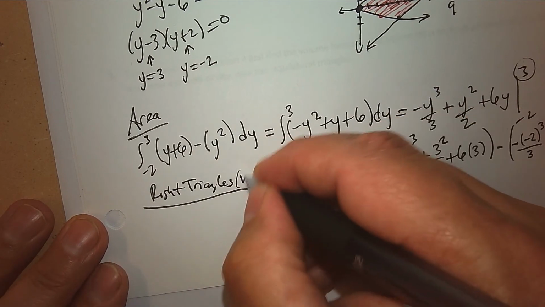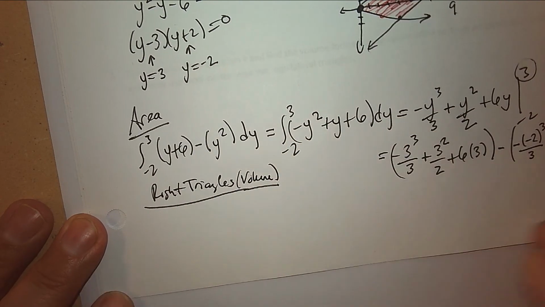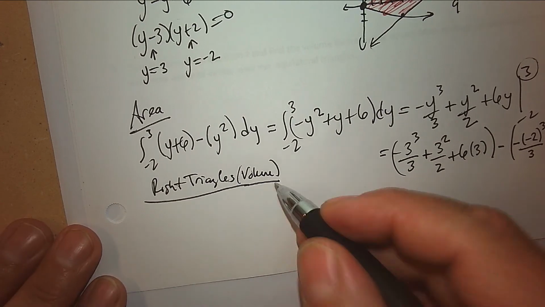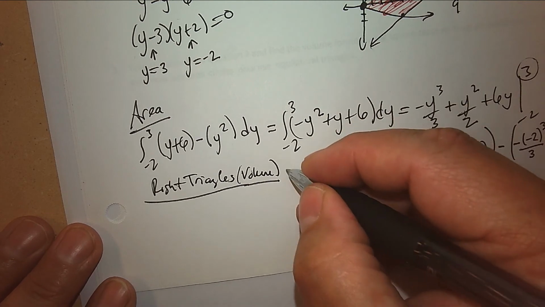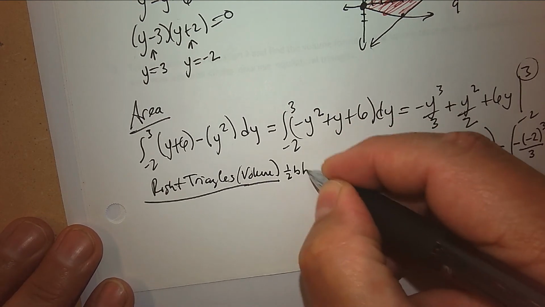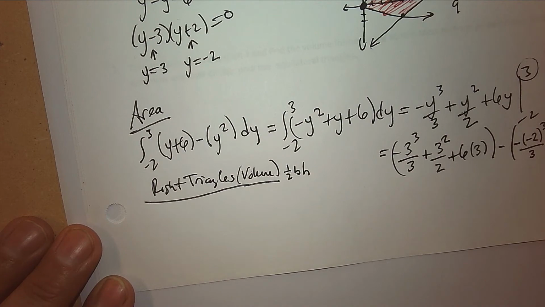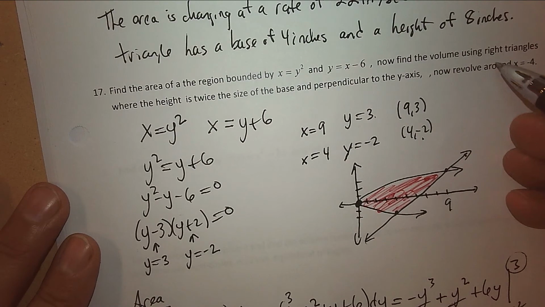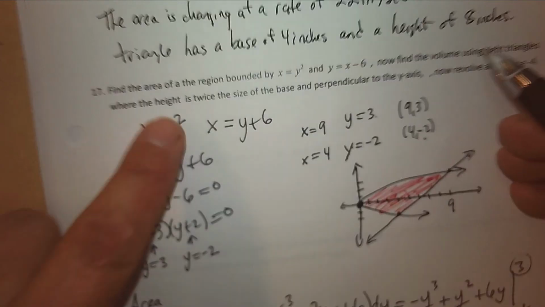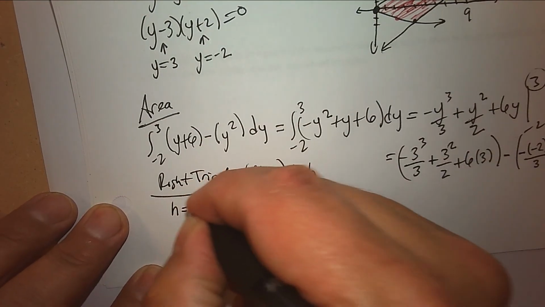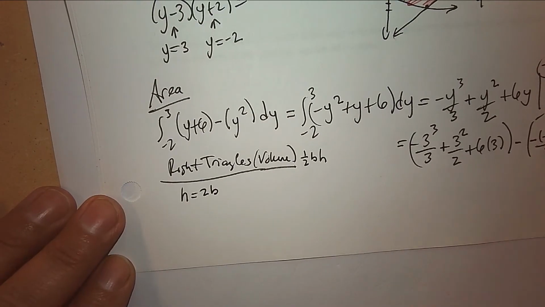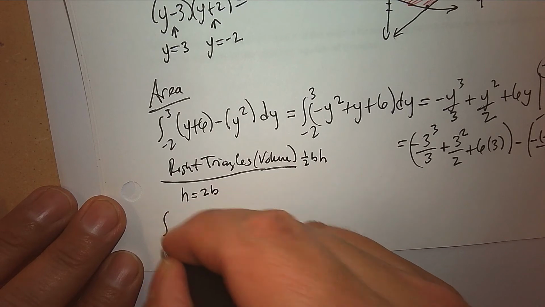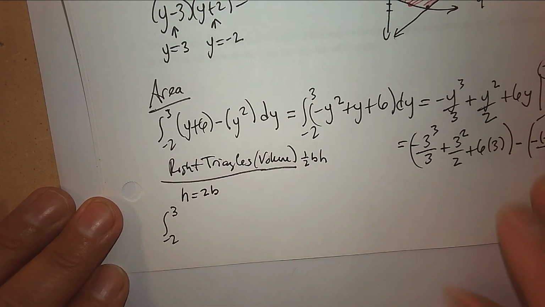To do with volume. So first I need to know the formula for a right triangle, and we just did that one before. The area for a right triangle is half the base times the height. In the question it says, find the volume using right triangles where the height is twice the base. So we know the height is twice the base. To find the volume, we're going to integrate. The bound stayed the same, -2 to 3.